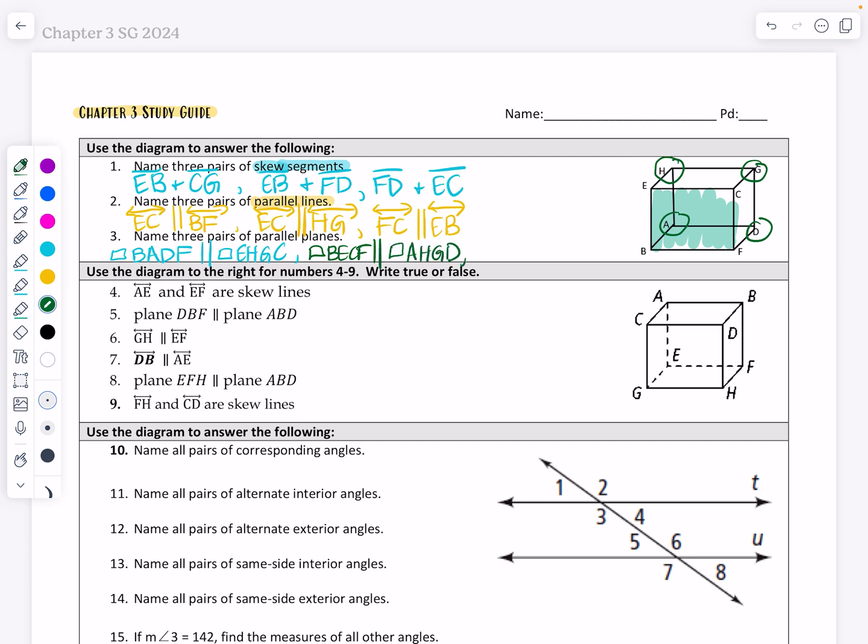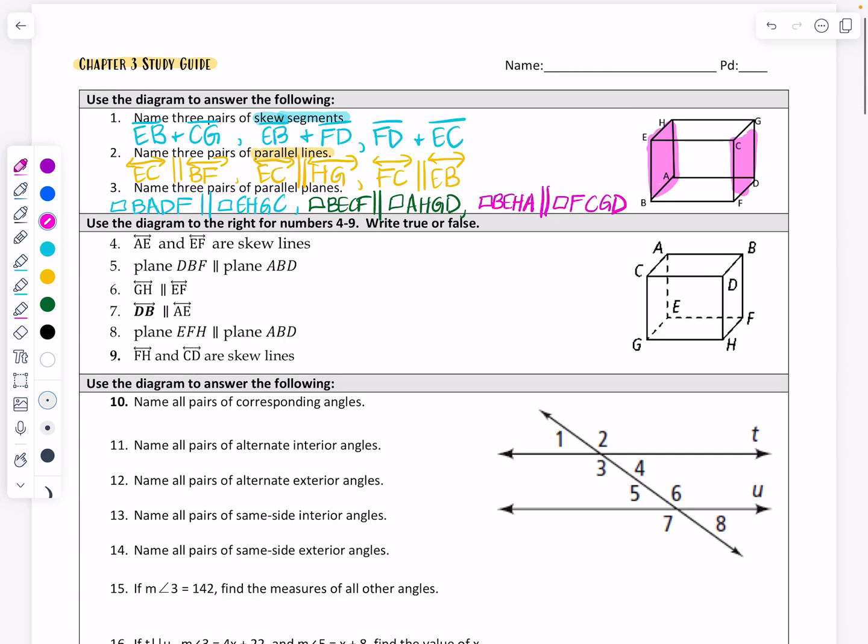AHGD. Okay, and then let's name the left and the right wall for our 3rd set. What is that left wall? The 4 corners of that left wall are BEHA, plane BEHA. BEHA is going to be parallel to that right wall. Well, what are those 4 letters? FCGD. They don't have to be in that order. FCGD. And so that is our first section.